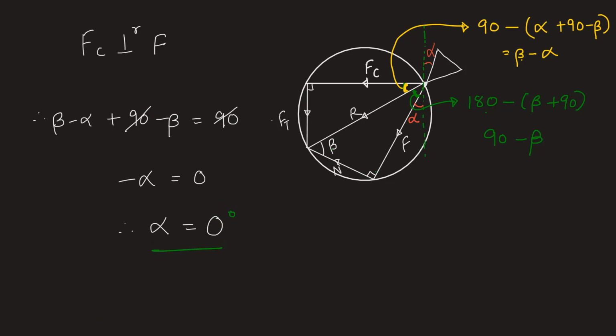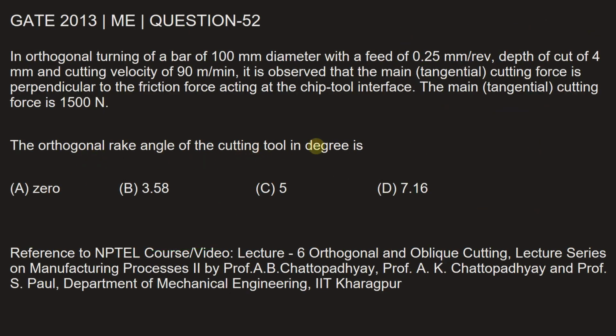Let's go back and mark the correct option. The orthogonal rake angle of cutting tool for this particular condition where main tangential cutting force is perpendicular to the friction force, we have orthogonal rake angle as 0 degree.